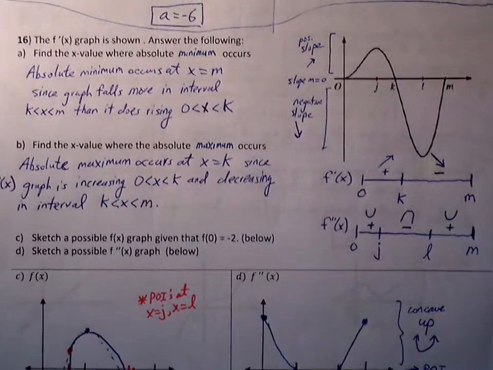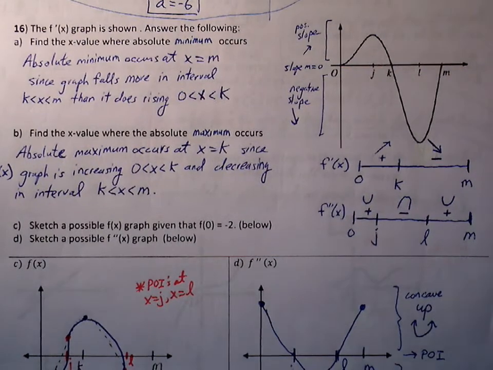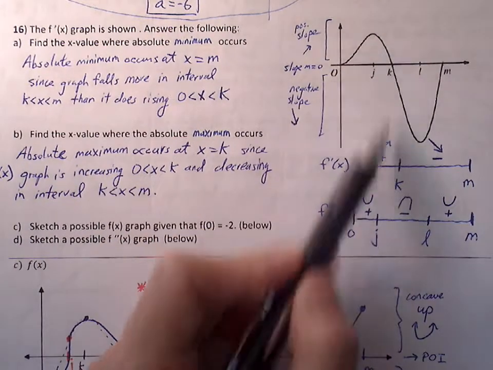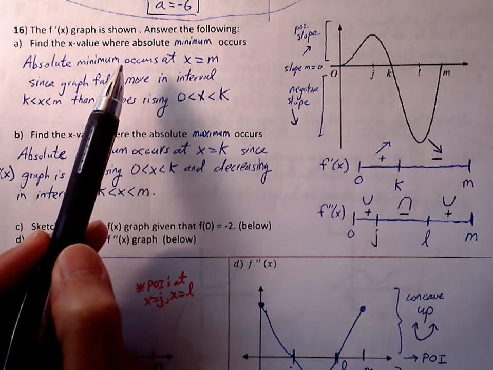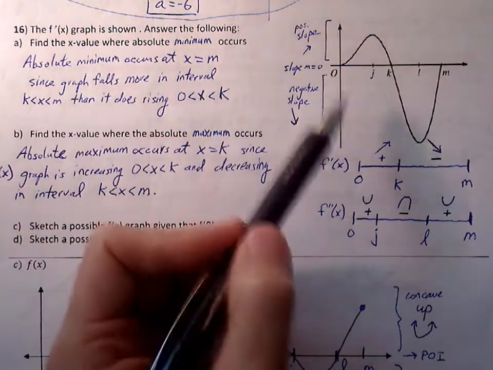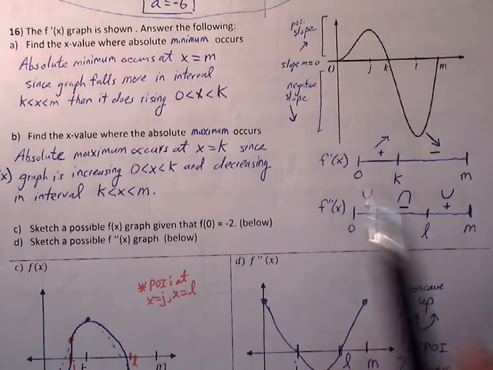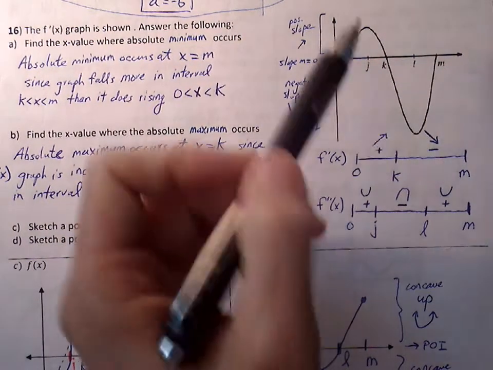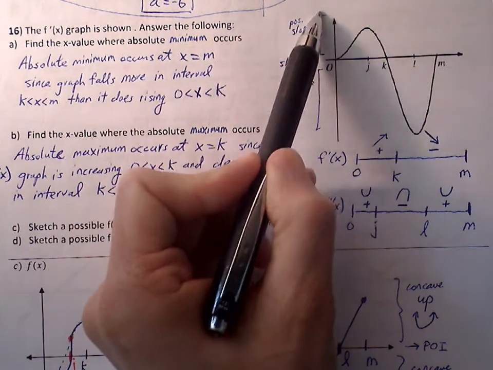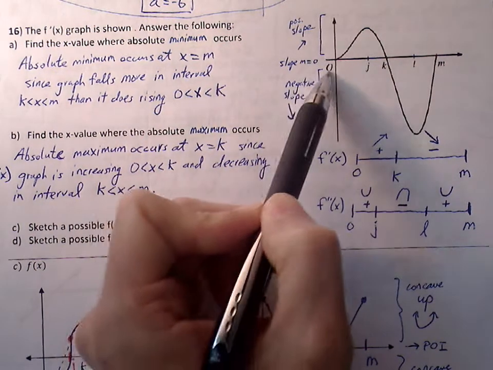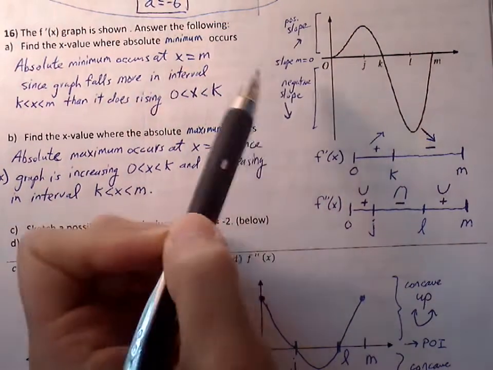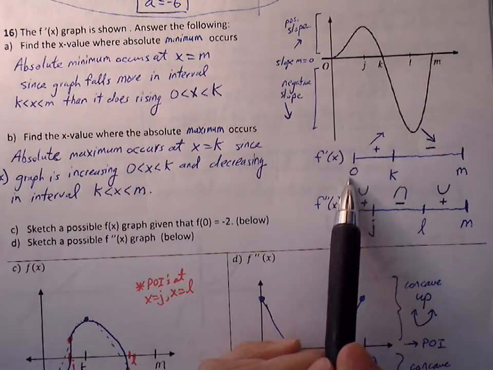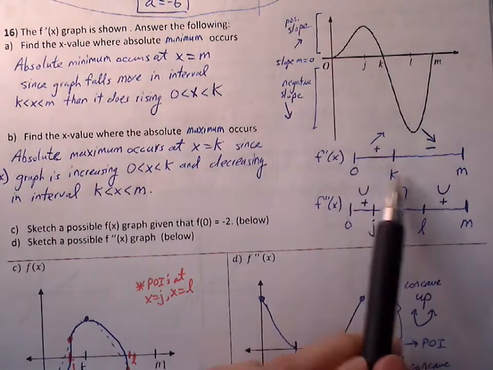All right, number 16. F prime graph is shown. The derivative graph is shown. Answer the following, which find the x value where the absolute minimum occurs. I'm going to create my two sign lines that I can build off of my f prime graph. Anything above the x-axis represents positive slope. Anything below represents negative slope. Anything on the x-axis is where slope is 0. So I have my endpoints 0 and m. My critical point at k.